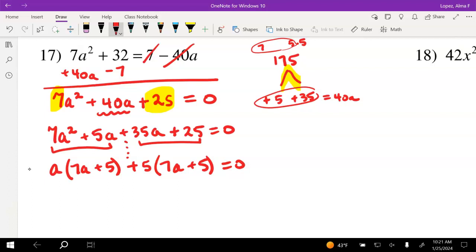Now we're caught up. When I factored the 5 out of the second group, I am left with a 7a plus 5. Now I'm down to two terms. Those two terms have a 7a plus 5 in common. When I factor it out of the first piece, it leaves behind an a. When I factor it out of the second piece, I'm left with a 5.